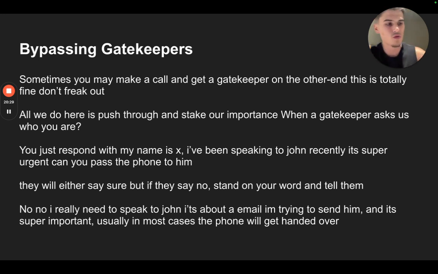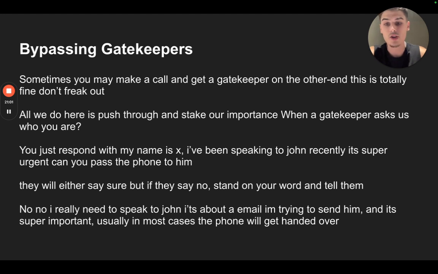When you do cold calls, you may get gatekeepers. A gatekeeper is where you call a business, for example for B2B, and an office receptionist picks up. Sometimes you may make a call and get a gatekeeper on the other end, and this is totally fine. Don't freak out. All we do here is push through with a state of importance. When a gatekeeper asks who you are, just respond with, "My name is X, Harley. I've been speaking to John recently. It's super urgent. Can you pass the phone to him?"